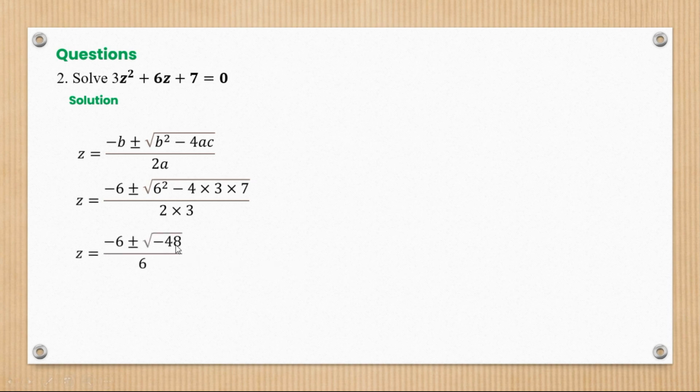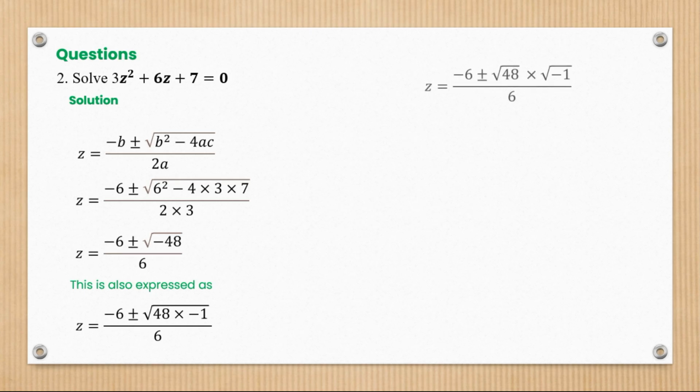But as you can see, the negative 48 can also be separated and expressed as 48 times negative 1. So we end up having a value like that, of which now we can say root negative 1 is an i. And then 48 can be simplified to become 4 root 3. So it's going to become 4 root 3. So we end up having a value like that.